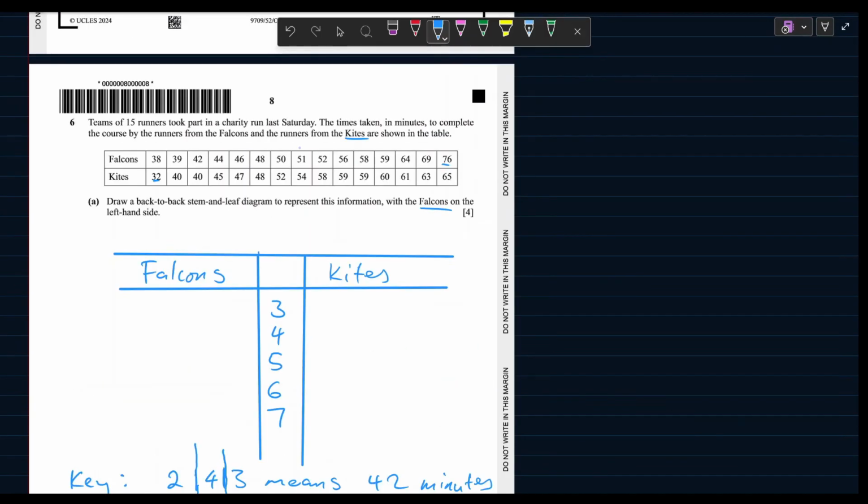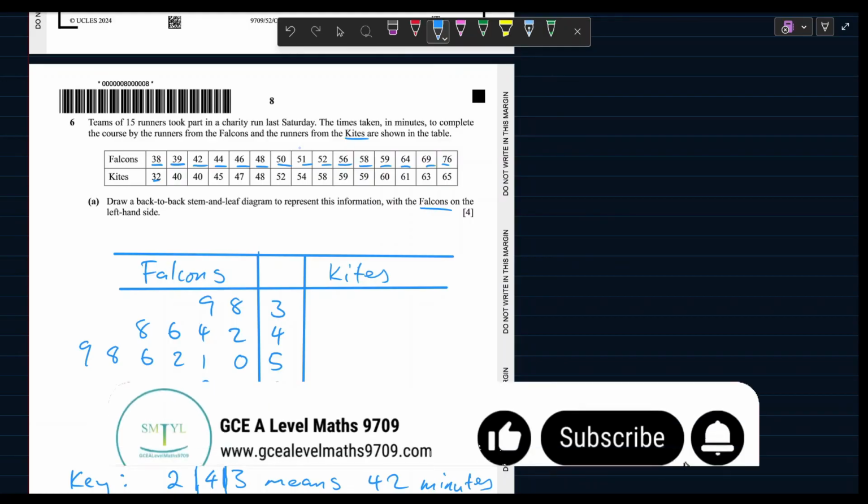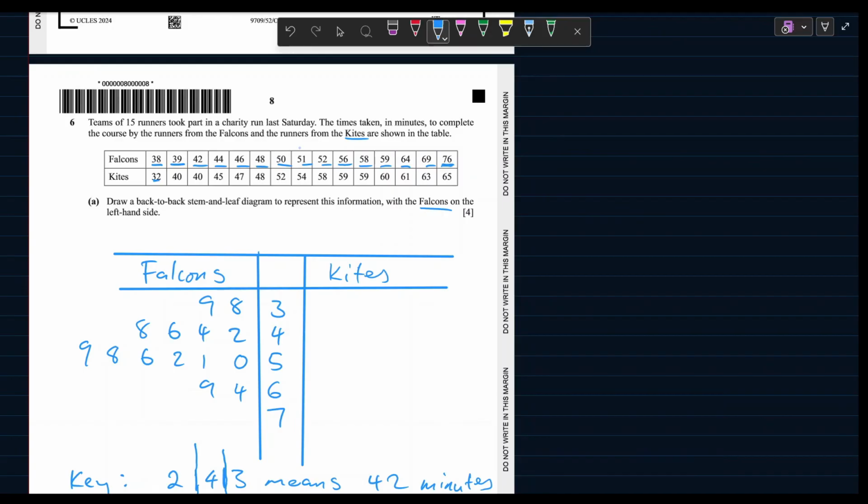Draw back-to-back stem. Let's plot our data. So we'll start with the Falcons. We've got 38 and 39. So 8, 9, then 2, 4, 6, 8, 2, 4, 6, 8. Then we've got 0, 1, 2, 0, 1, 2, 6, 8, 9, 6, 8, 9, and then 4, 9, 4, 9, and finally the 76.